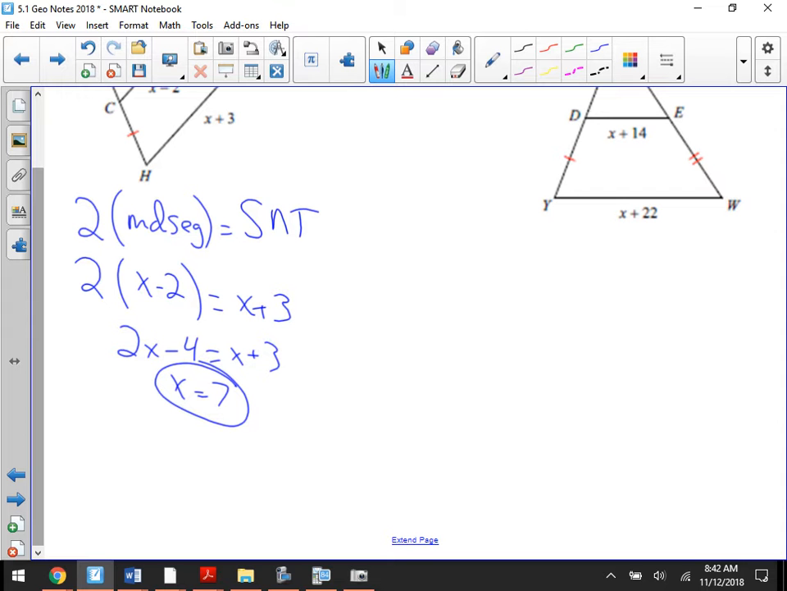Same deal on the other one. Double the mid segment. It equals the side not touched. Right. Distribute and solve.